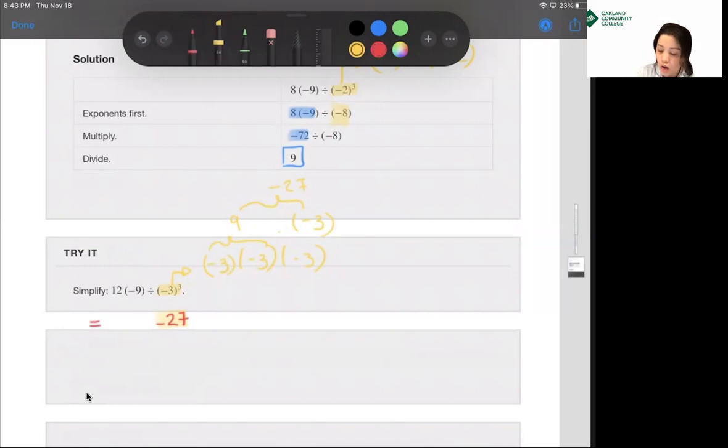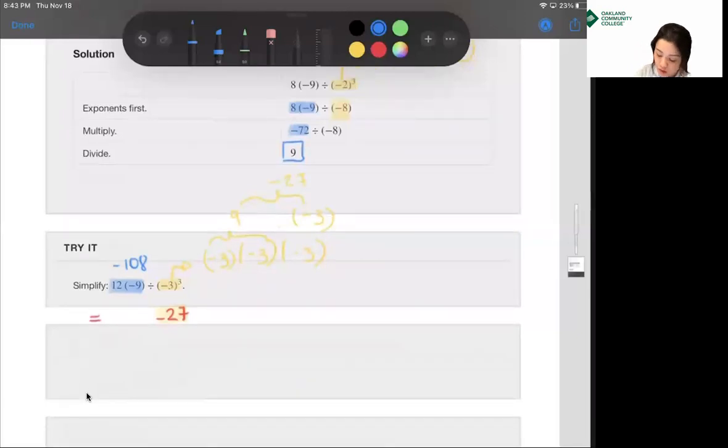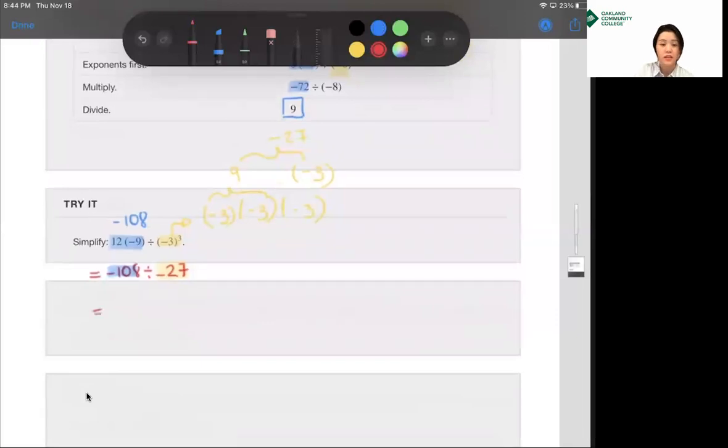12 times -9. The product of two numbers of opposite signs is negative. 12 times -9 is -108. Yes, -108. So down here it's -108. Let me highlight it in blue. And then we divide. So -108 divided by -27. The quotient must be positive. If you plug it into your calculator, let's see what we get. -108 divided by -27, I have +4.